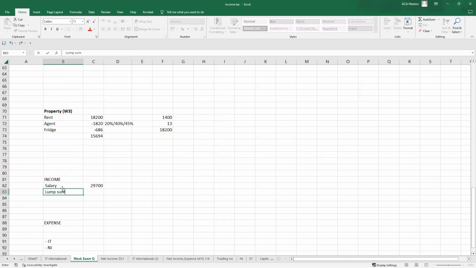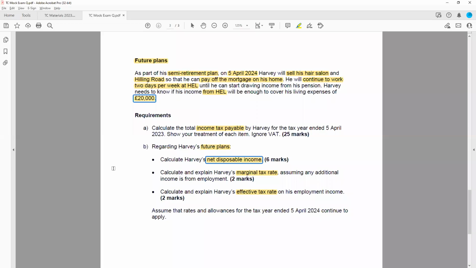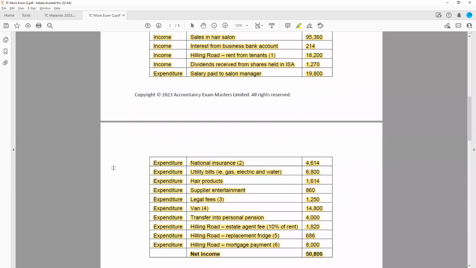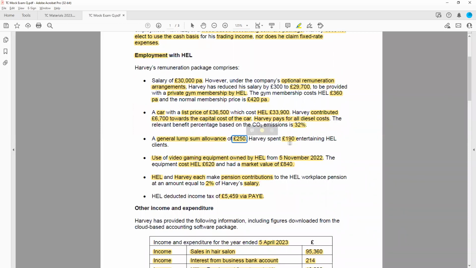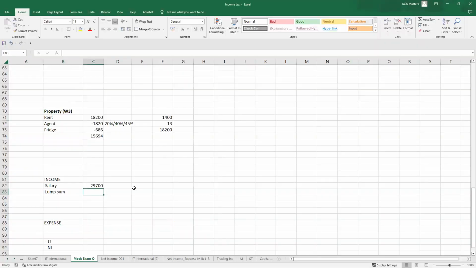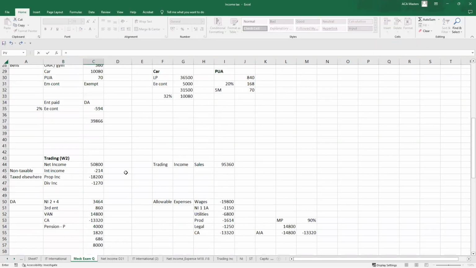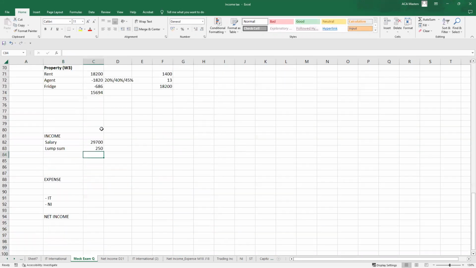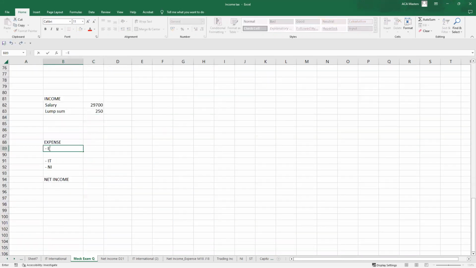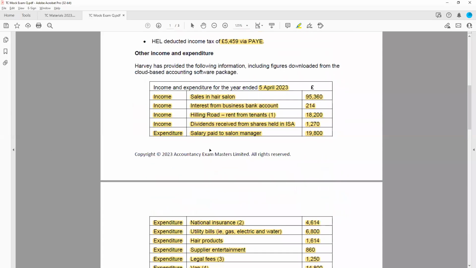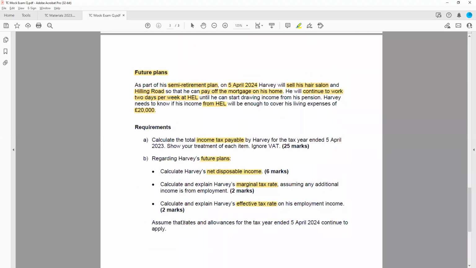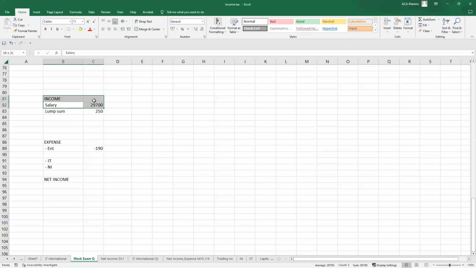Well, he gets that lump sum, doesn't he? We were told that he also receives, from his employment, a general lump sum, but he spends some money on entertaining. If we assume the same amount continues, then yes, he'll have a lump sum. His employer gives him an extra 250, but he will have an expense. We'll assume it continues at the same amount. I don't think we can assume anything else unless we were told otherwise. So assume that rates and allowances continue to apply. Just assume that things will continue as they are. So he'll get his salary, he'll get that lump sum amount, but he'll pay some out on entertaining.